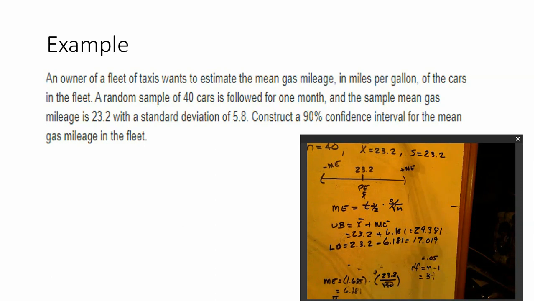Okay, so if I'm going to write it as an interval, I would do 17.019, comma, 29.381. That's just the interval piece of it. And then if I want to write it as my inequality, 17.019 is less than, what are we looking for? This was for the mean. Confidence interval for the mean, less than 29.381. And we would just finish it up.